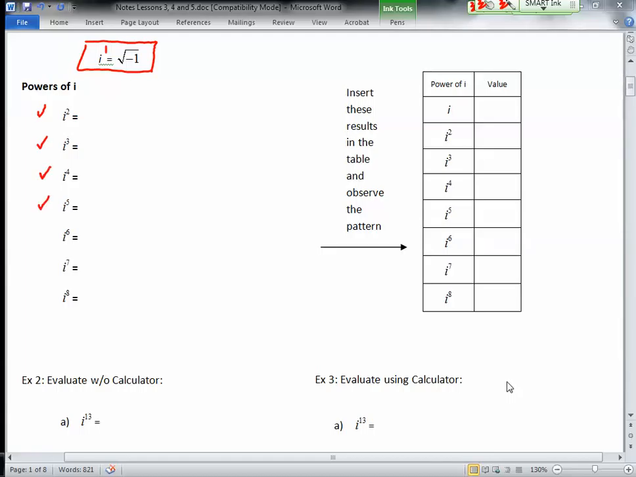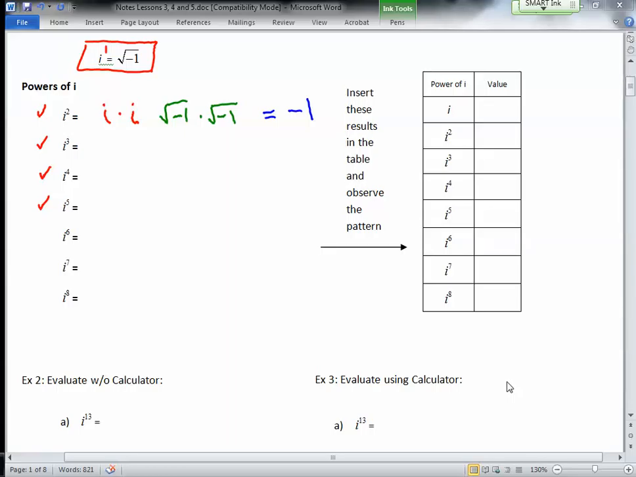i squared is the same thing as i times i, right? We said that i is equal to the square root of -1, so this is the same thing as the square root of -1 times the square root of -1. And the square root of -1 times the square root of -1 is going to give me -1. So i squared is equal to -1.